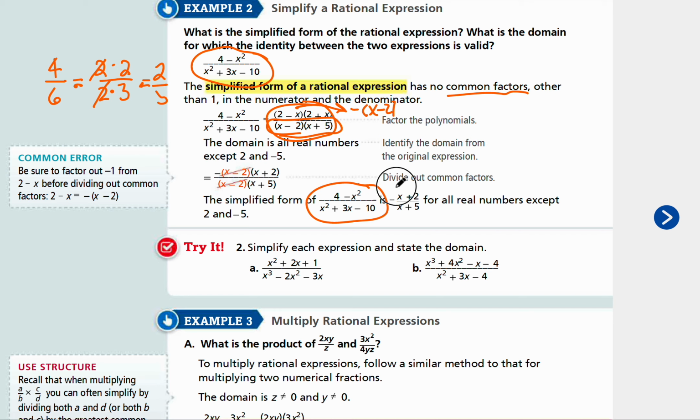Your final answer shouldn't just be the expression. You have to make sure you write "for all real numbers except" and then the excluded values. Okay, let's do Try number 2, a and b. Simplify this expression and state the domain. Pause the video, see if you can do it by yourself, and come back when you're ready for answers.